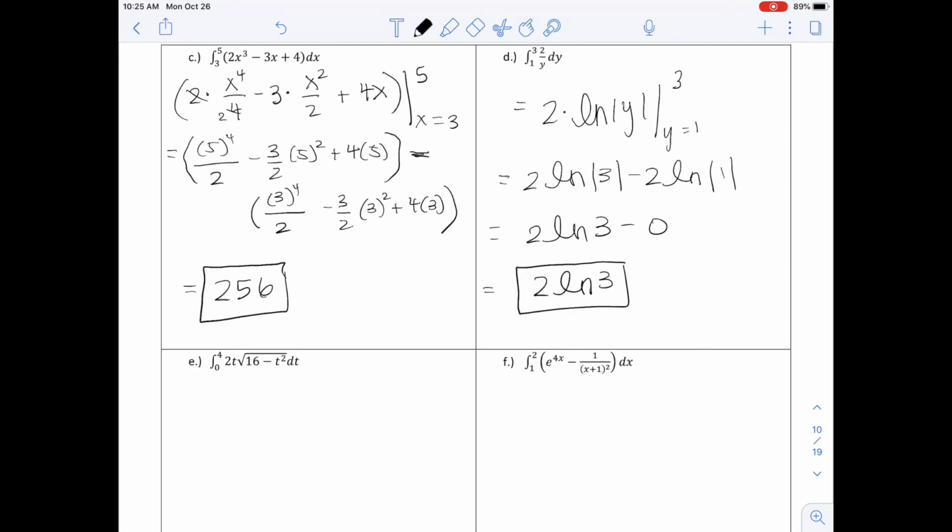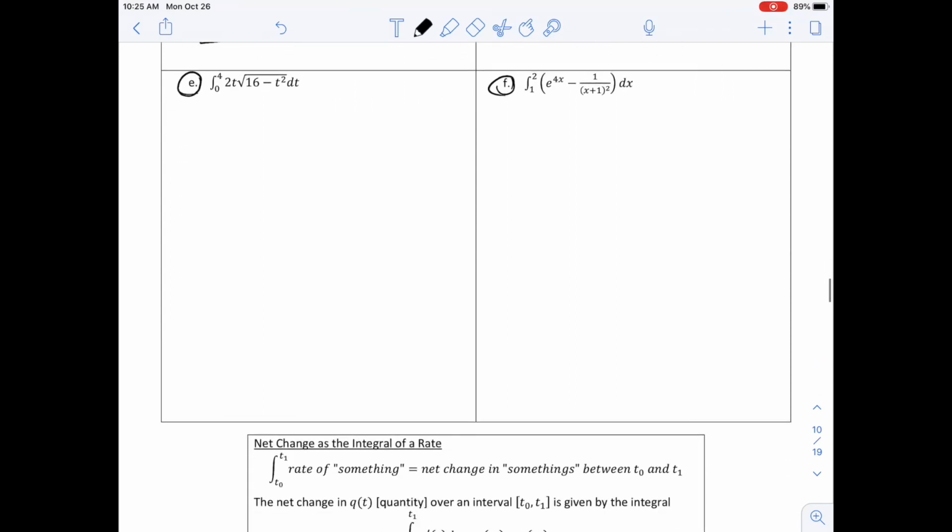We have 2 more problems, part E and F. We're going to circle those both, and we will work on those together in class.